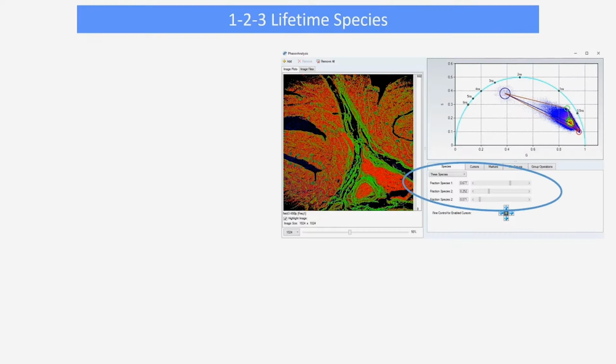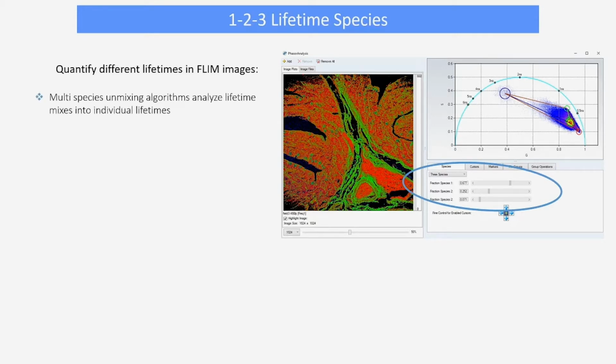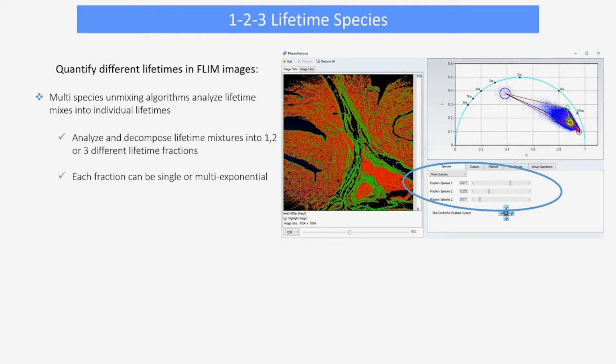The Lifetime Species Analyzer lets you quantify the different lifetime fractions in the FLIM image. You can analyze and decompose lifetime mixtures into 1, 2, or 3 different lifetime fractions, and each fraction can be single or multi-exponential. So in addition to visualizing the lifetime distribution with false color, we can also use intensity contrast like we saw earlier, and VistaVision also lets you quantify the fraction from each lifetime species.